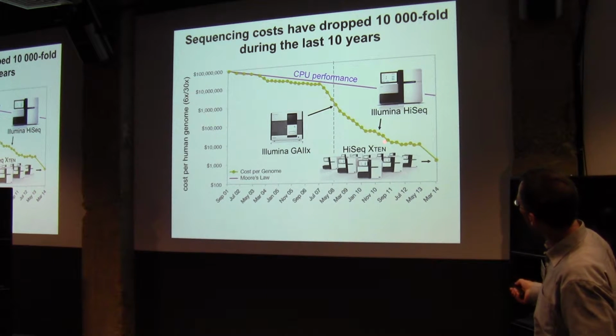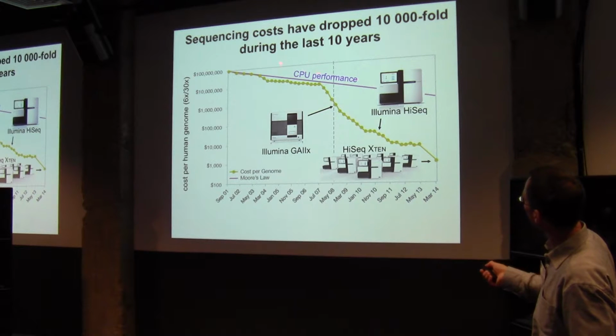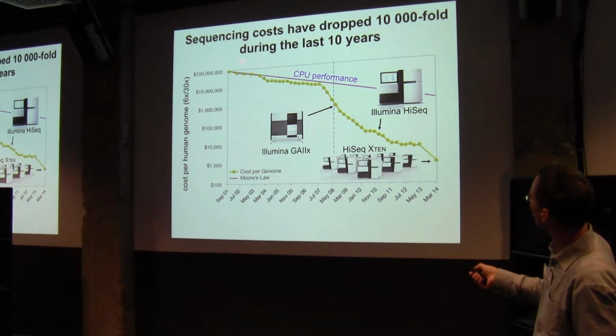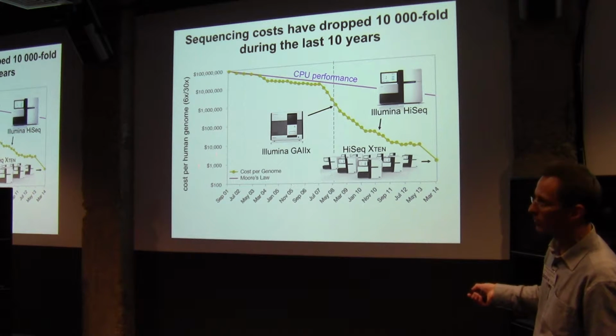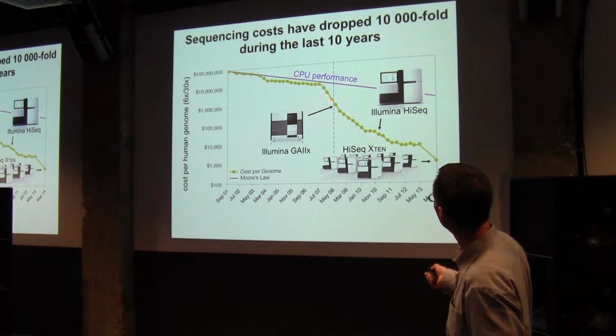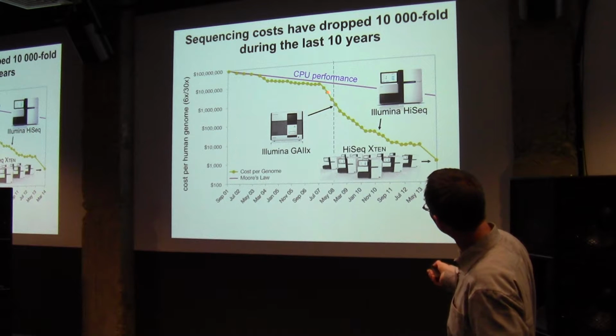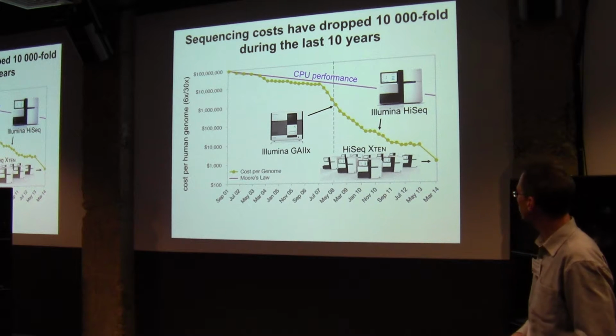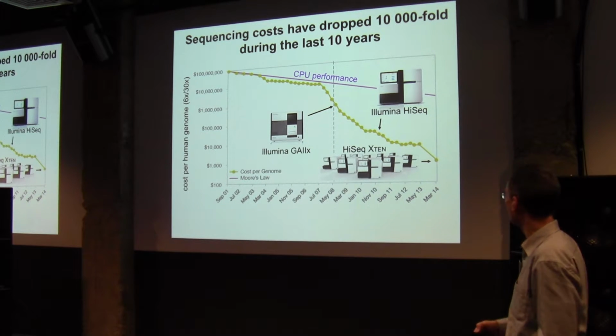So this enormous drop, this is Moore's law. This is how CPU performance has grown. Look, this is an exponential. So this is an enormous pace. This is a factor of 2 every 2 years. Here's the sequencing cost. So it's really amazing how much the costs have come down.